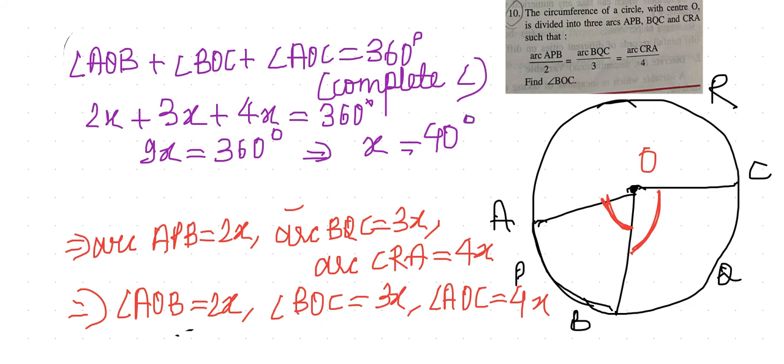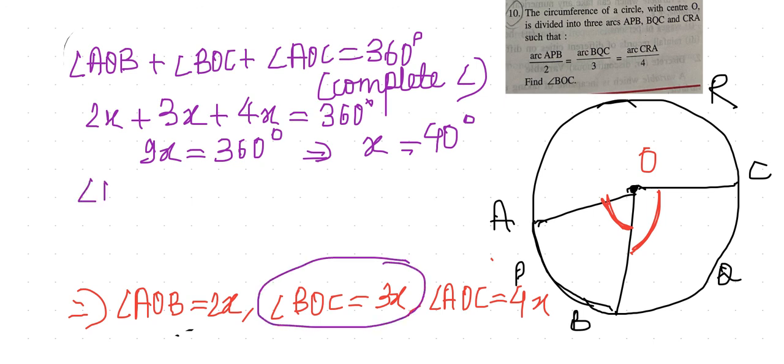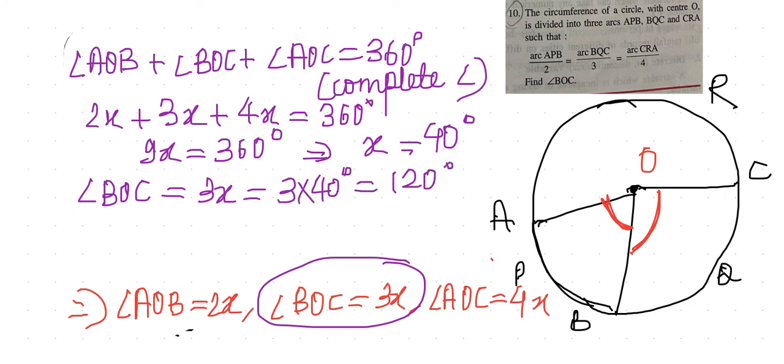Okay, now children, what has been asked? They have asked you angle BOC. So here you can see that angle BOC is equal to 3X, which in turn is equal to 3 into 40 degrees. So how much will this be? Equal to 120 degrees. Okay. And what about had they asked AOB? So AOB would have been equal to 80 degrees and AOC would have been equal to how much, children? 4 into X, that is 4 into 40, this is 160 degrees. Okay, so this is the way this sum has to be done, children.